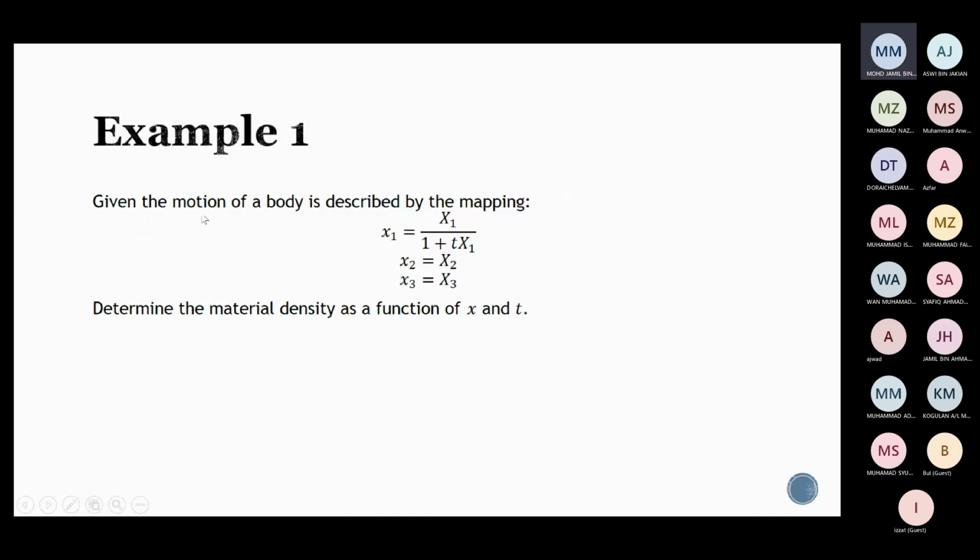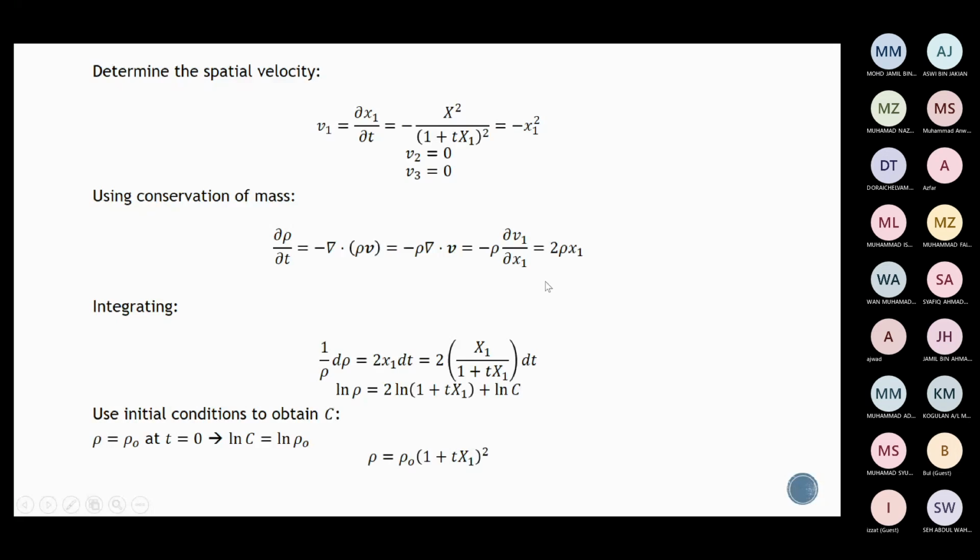Okay, so let's say you are given a motion given by this mapping. So determine the material density as a function of x and t. So firstly, we can determine the spatial velocity. So to determine the spatial velocity, basically you find small v1 and then differentiate small x1 over time.